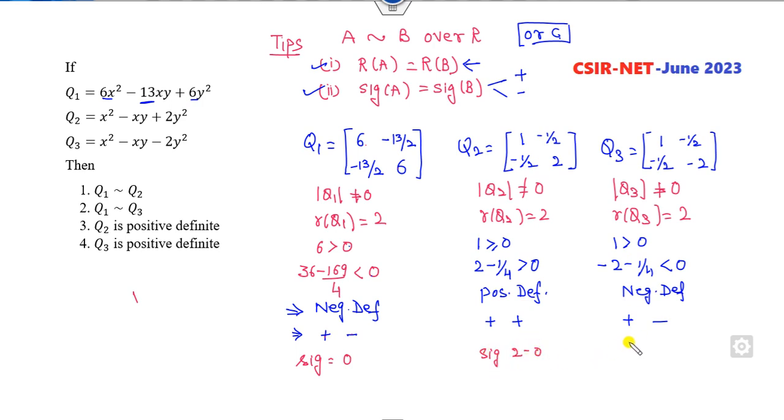There is no negative root. What is the signature? 0. So signature 0. Rank, both are the same. Q1 and Q3 are equivalent. So first option is cancelled.